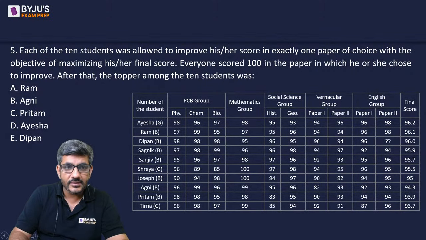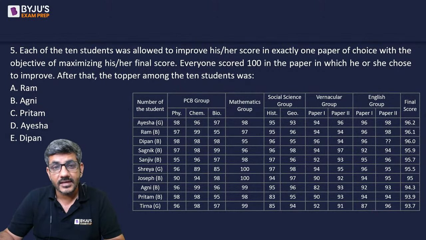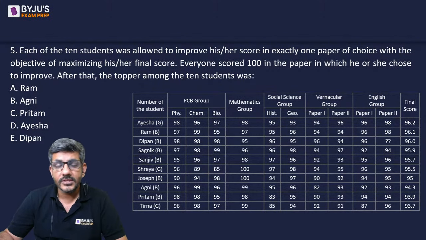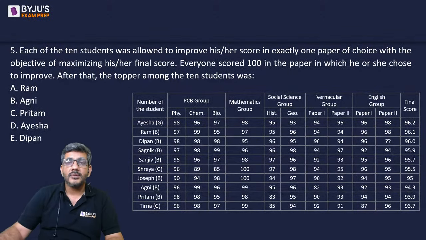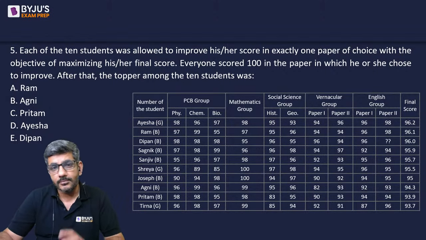So let's have a look at this question. Each of the 10 students was allowed to improve his or her score in exactly one paper of the choice with the objective of maximizing his or her final score. Everyone scored 100 in that paper in which he or she chose to improve. After that, who was the topper among the 10 students then? In one of the subjects, you can improve your score up to 100.